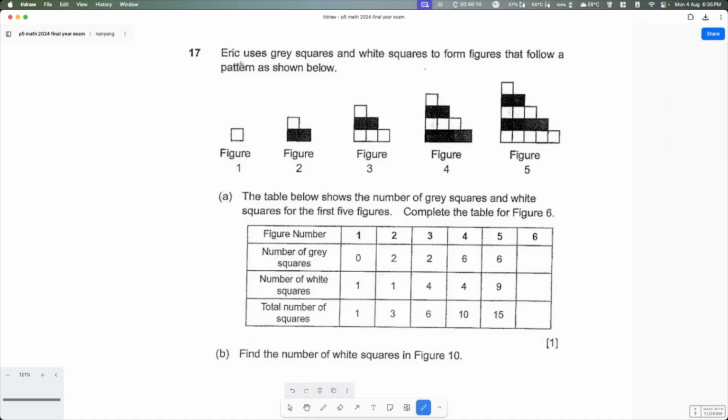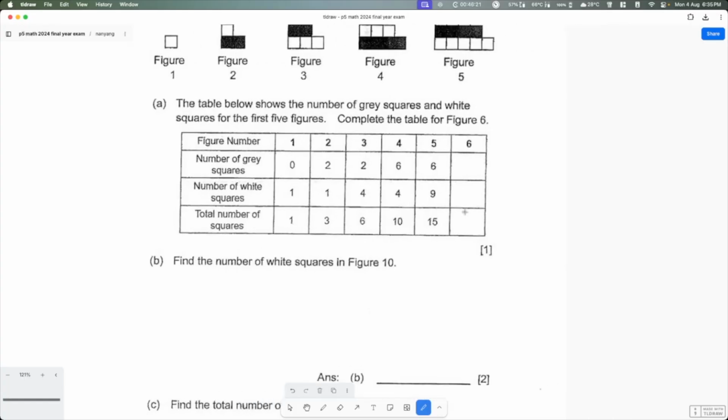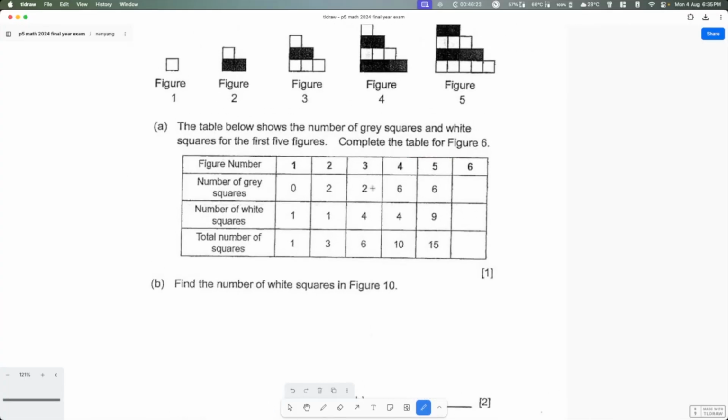Eric uses gray squares and white squares to form a figure, and shows the pattern. So this is what it looks like: figure 1, 2, 3, 4, 5. Okay, so we need to complete the table for figure 6.